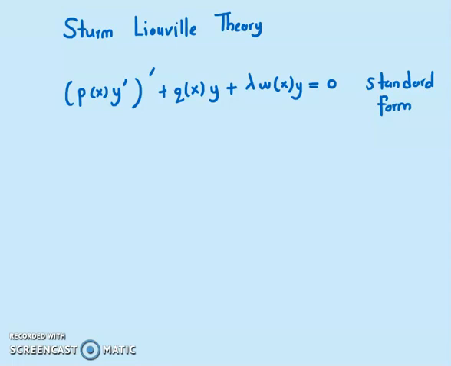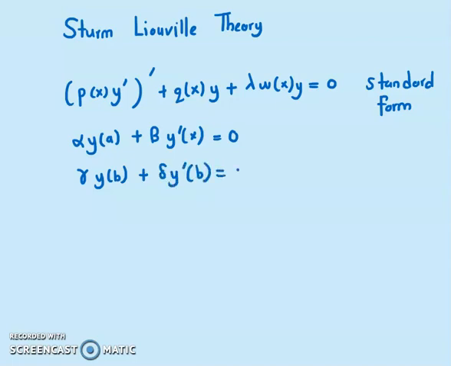Okay, and then the boundary conditions are given by alpha y(a) + beta y'(a) = 0 and gamma y(b) + delta y'(b) = 0. Okay, these are the boundary conditions.